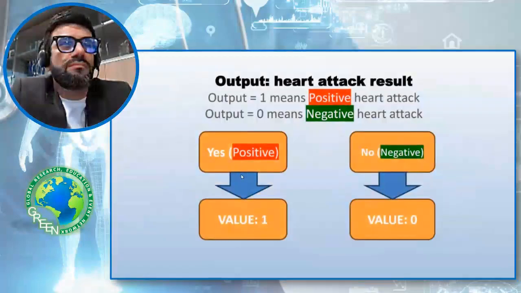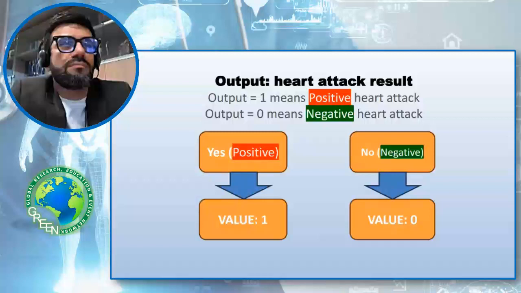About the most important field, let's keep moving. Look at it, which is attached to this slide. It means that whenever we are facing the output 1, the positive heart attack has happened. And if the output value comes to 0, it means that the negative heart attack has happened.